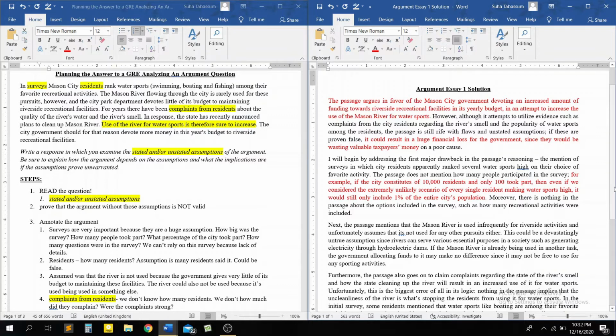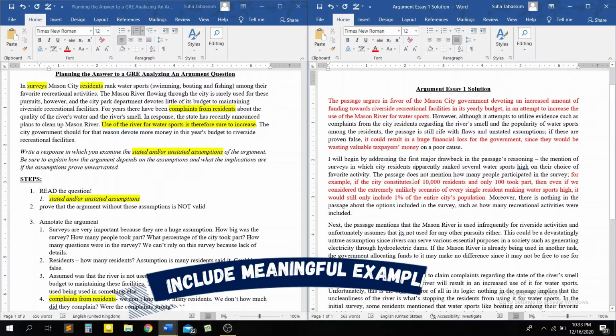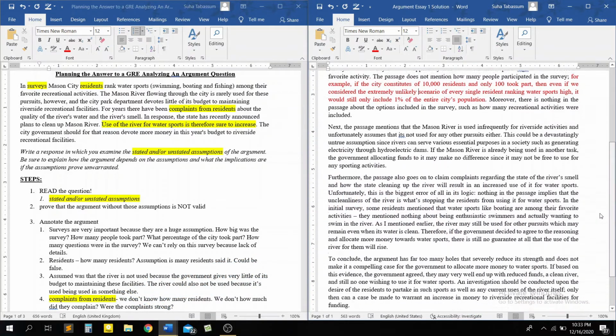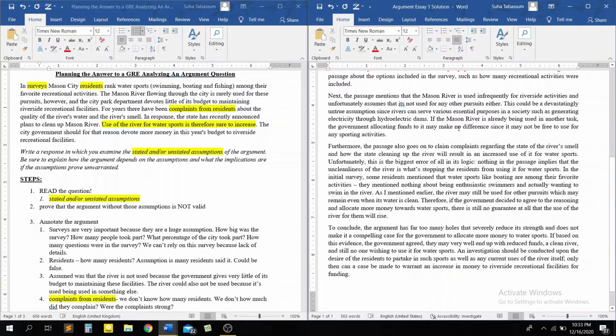You'll notice that I just wrote the point during planning, but when I composed my essay, I also included an example to go along with it. So examples, when they're meaningful, go a long way in explaining your main points. Right then, after mentioning the surveys, I also mentioned this one, point 3.